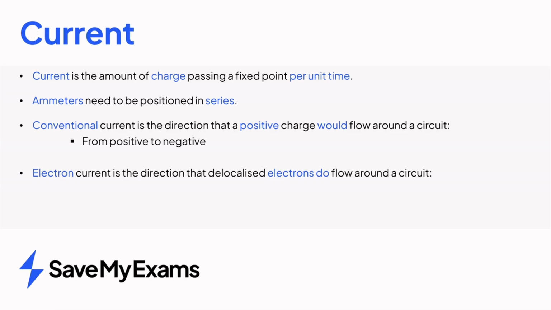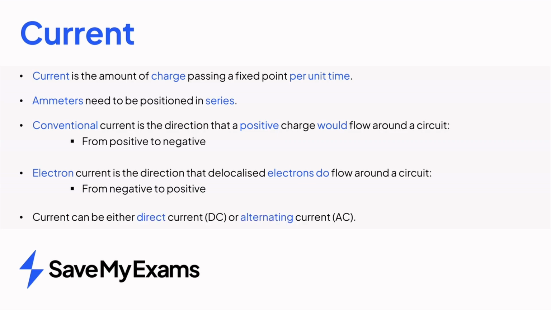Electrons are negatively charged, so they flow towards the positive terminal. And finally, current can either be direct or alternating. Direct current occurs in circuits with cells or batteries, and the current flows in just one direction. Alternating current occurs in circuits that are connected to the main supply, and the current alternates between flowing forwards and backwards.